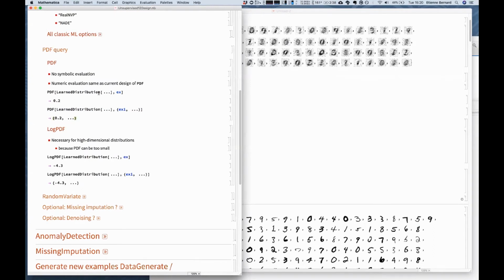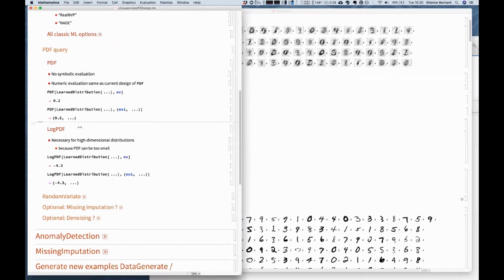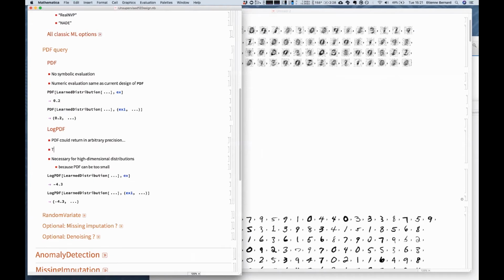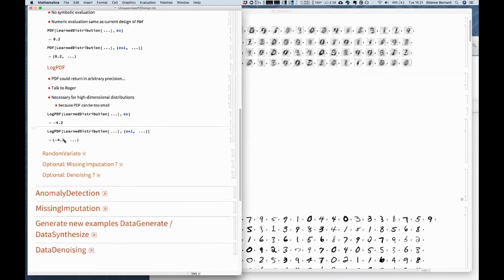So it could return in arbitrary precision. I think it should. Why not? We have arbitrary precision. Yep, I think that's a better idea. I mean, unless we think these numbers are pretty non-meaningful anyway. You should talk to Roger about log PDF. I don't think it's great. Unless he thinks there's some other reason in the world of statistics to have a log PDF, I would suggest we don't do it. Okay. Maybe we just don't document it.